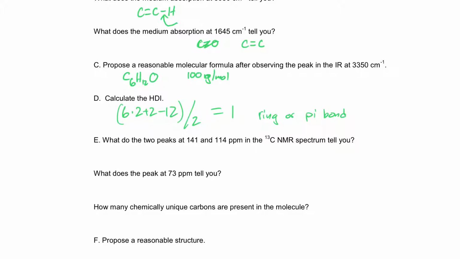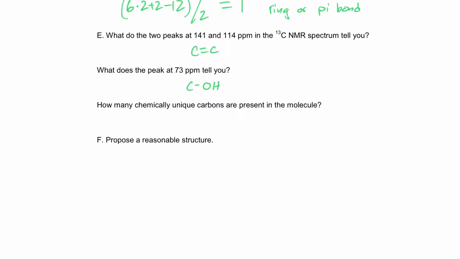What do the peaks at 141 and 114 ppm in the carbon-13 spectrum tell me? That tells me I have a CC double bond. What does the peak at 73 tell me? That tells me that I have a carbon attached to an OH, or at least an electronegative element. There is only one of those in this formula, so it has to be the O. How many chemically unique carbons are present in the molecule? 6. We know that from counting on the carbon-13 NMR spectrum.